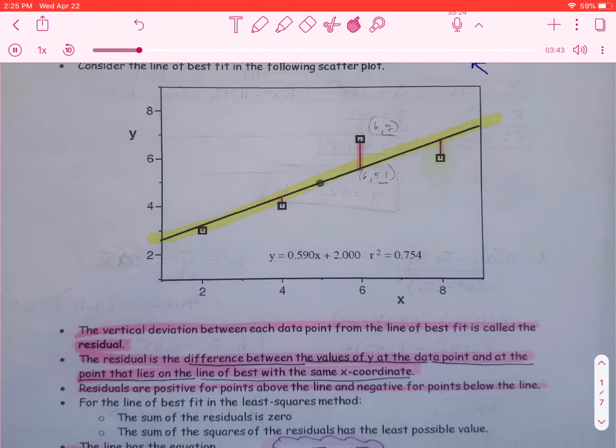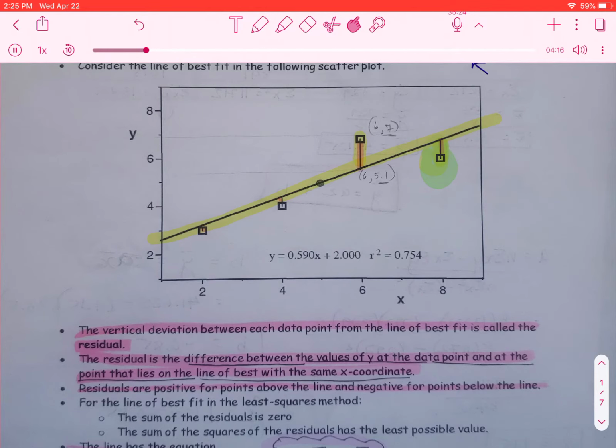You'll notice for the line of best fit in the least squares method, residuals are positive for points that are above the line. So in this case, this would be positive because that square that I've just highlighted is above the line. And then anything that is negative, I'll highlight now in green, would be below the line. There we go. Okay. So our formal equation that we'll be looking at is as follows.